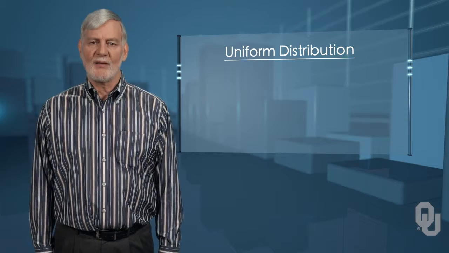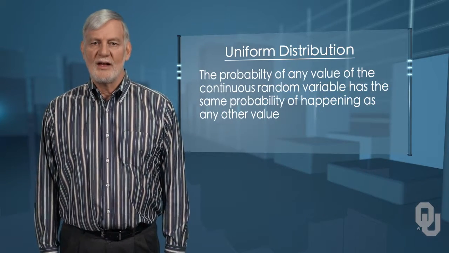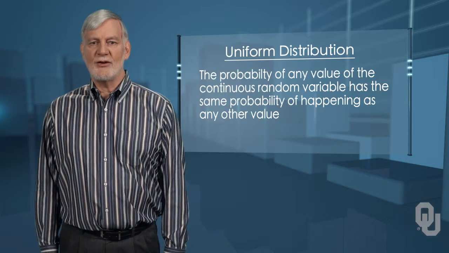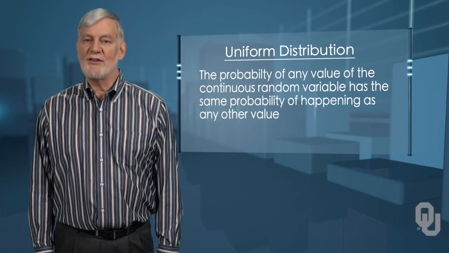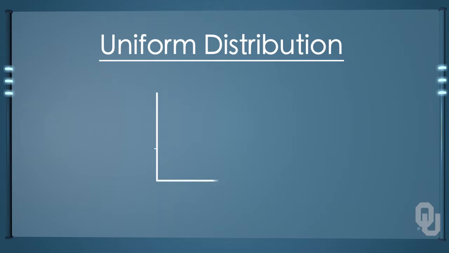an event. A uniform distribution is one where, as the name says, the probability of any value of the continuous random variable has the same probability of happening as any other value. The graphs of the uniform probability distribution are sometimes called rectangular distributions because they are rectangles when graphed.